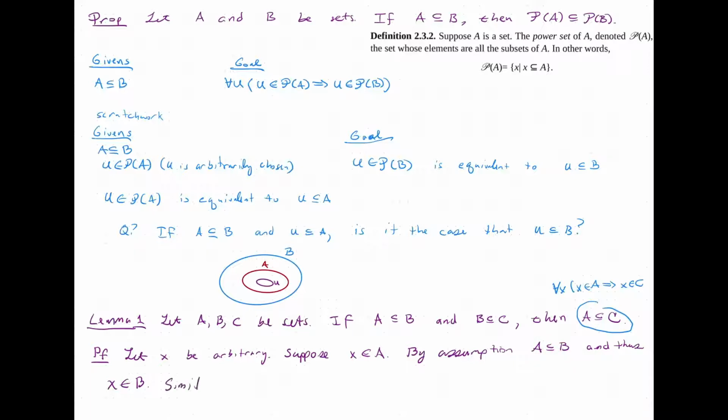Similarly, since B is a subset of C, we deduce that x is in C, which shows that A is a subset of C, and we are done. And so here we have done an element chase proof. We chose our x to be arbitrary.